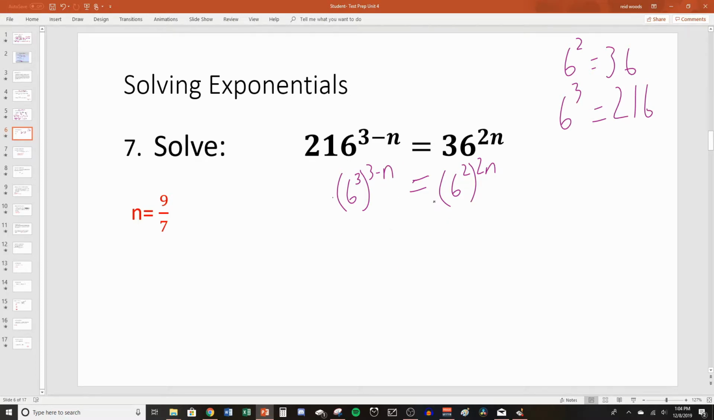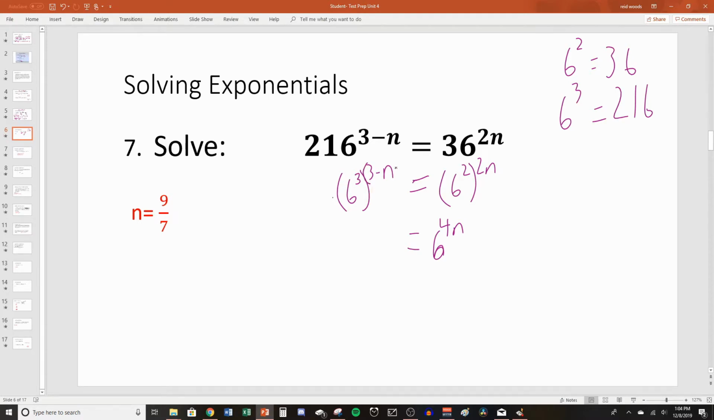This is the main step on this, is getting these same bases. Because when I have same bases, we can focus on the exponents. So with these exponents, though, before we get rid of our bases, we need to multiply these. So I'll show that like this. 6 to the 2 times 2n, so that is 4n for that exponent. Over here, it's 6 to the 3 times 3 minus n.